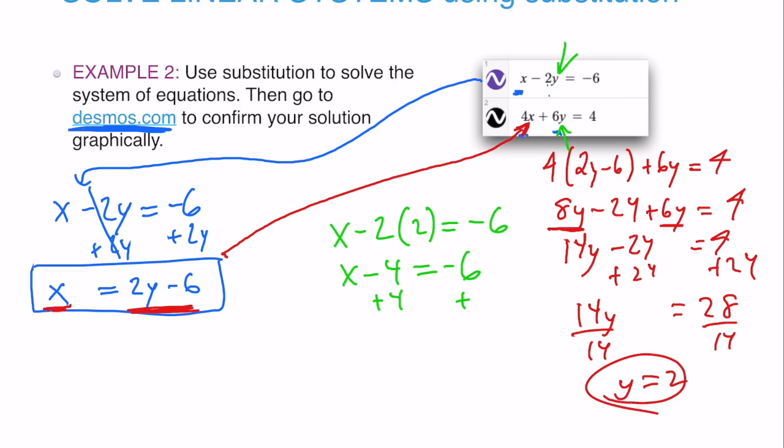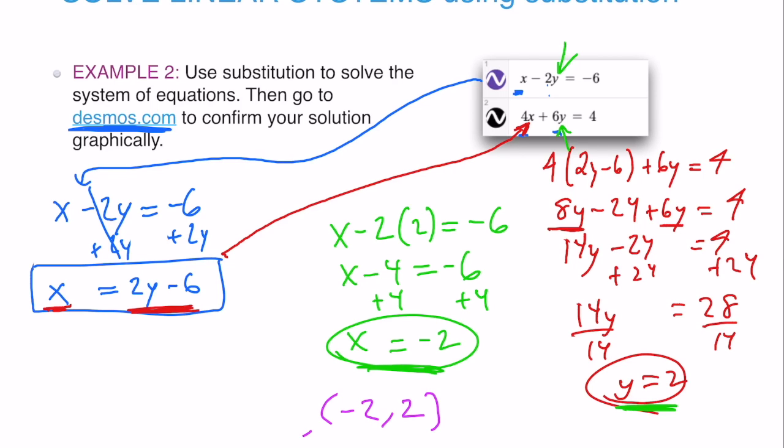Add 4 to both sides. And I get x equals negative 2. And so now we have an x value and our y value, and so we have our point. So our point is negative 2, comma 2, and that is our solution. Because again, we're looking for the point of intersection. We're looking for the point that's on both of those lines, and that's it, negative 2, 2. So what I encourage you to do now is go to desmos.com, plug those equations in just as you see them, and you should see that they intersect at negative 2, 2.